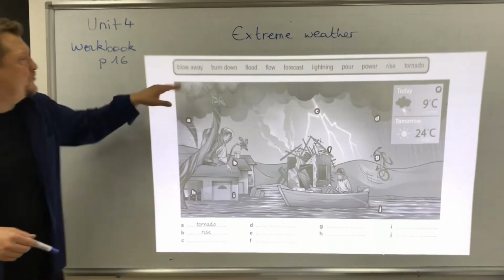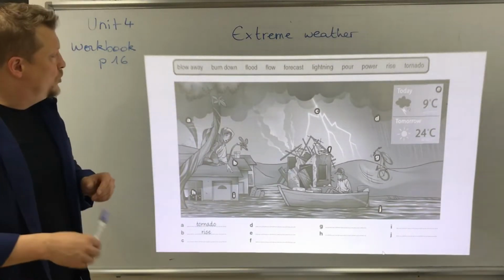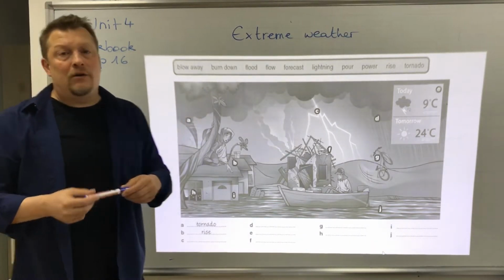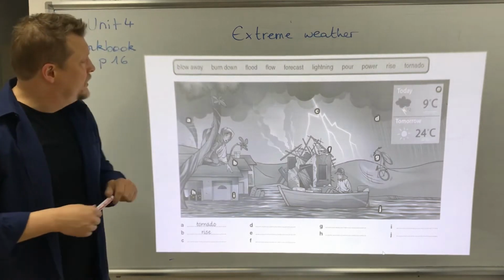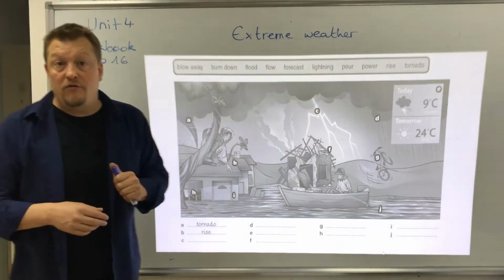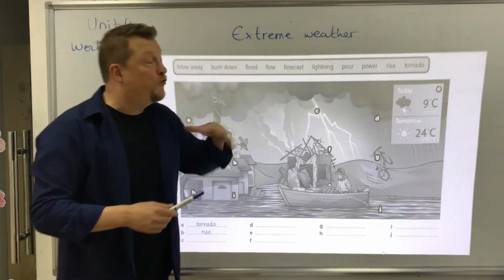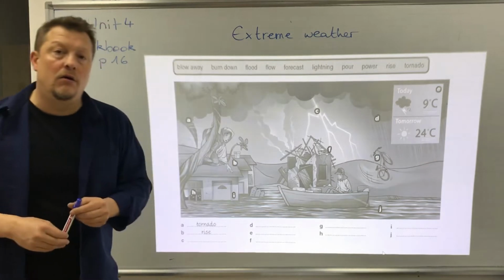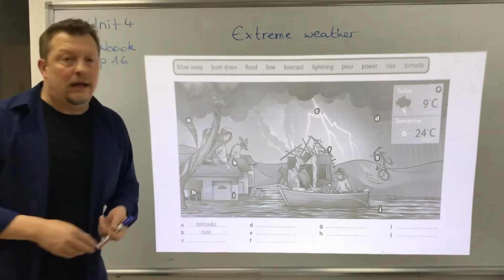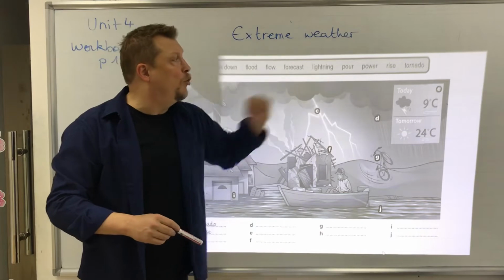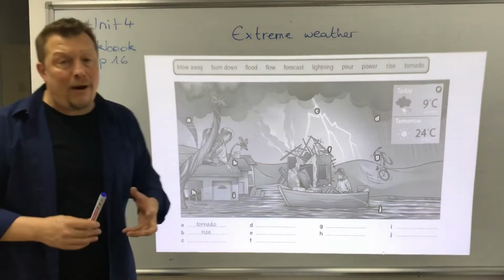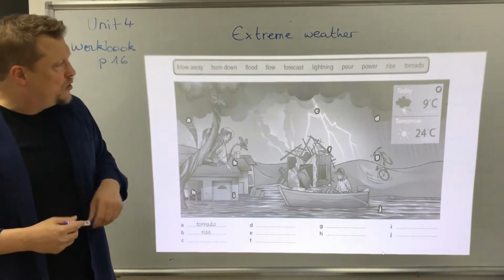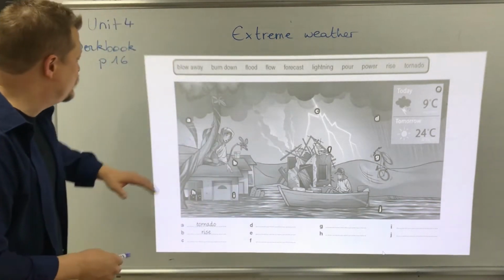So first we've got blow away. To blow away, phrasal verb. Burn down, another phrasal verb. Flood, flood. To flow. Forecast. Lightning. Pour. Power. Rise and tornado. So, where are all of these words? Let's have a look first.